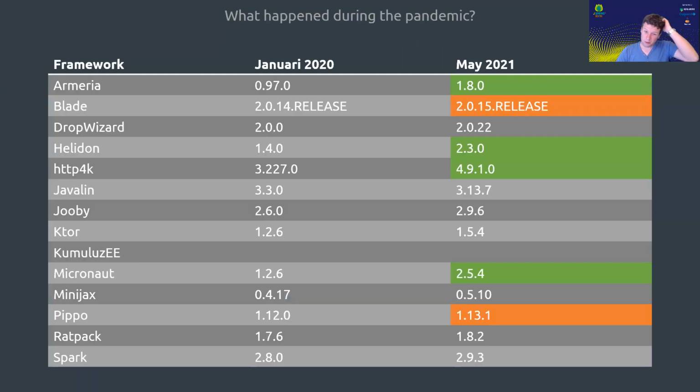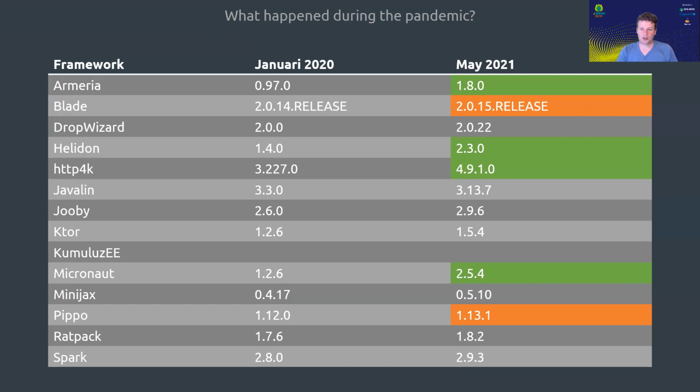So what changed during the pandemic? Well, on the left, you see the versions I used in January 2020. And on the right, you see the versions I used right now in May 21. And the green ones are where there was a major version upgrade. In most cases, that also meant I really had to go through the upgrade guide and follow some steps to really go through the upgrade to make it work.